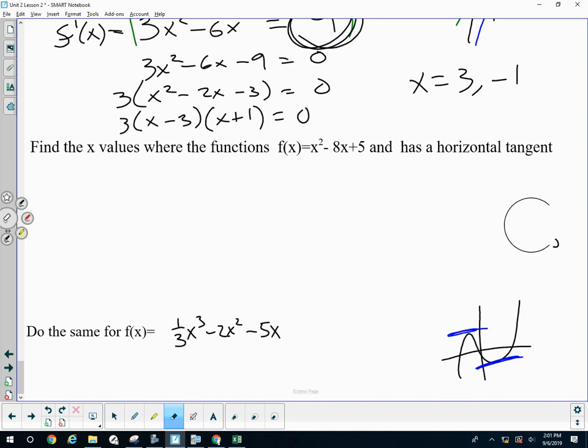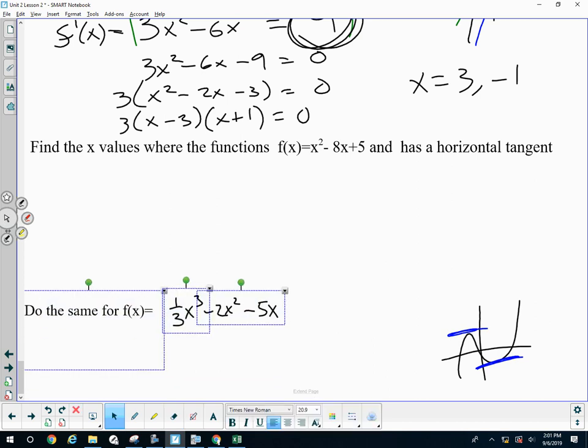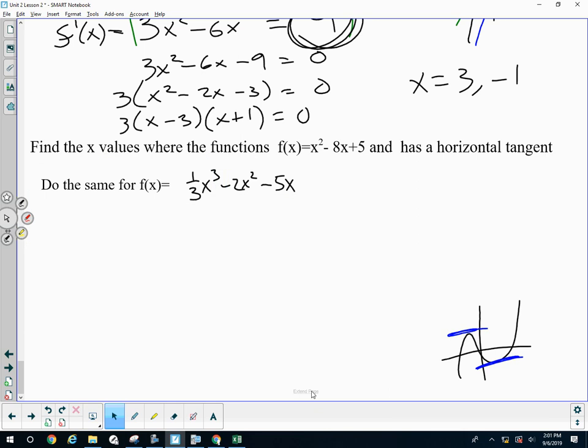Gotta move it up because I ran out of space. Please find the x-coordinate locations, just find the x-coordinate locations of the humps to this x cubed graph. Go. You can do it. Can't use negative b over 2a, not with this. See where our tangent slope generator generates a slope of 0.